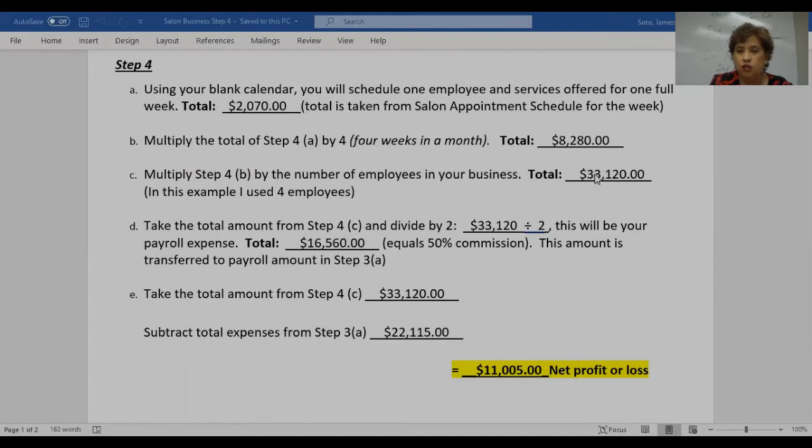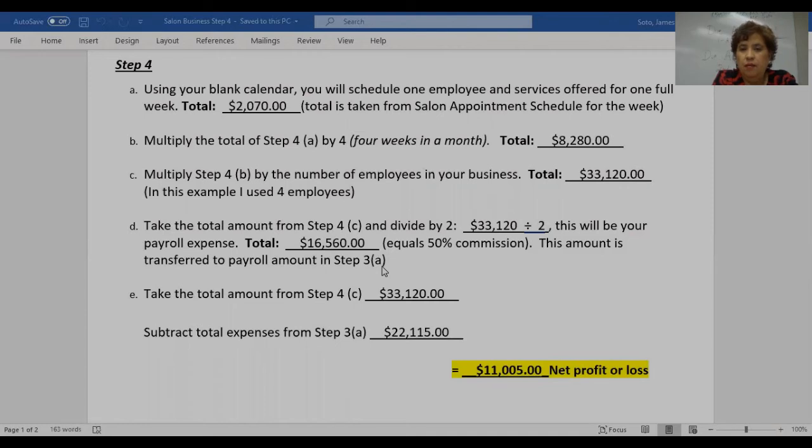All right, so now I'm going to take the total amount from step 4, which was your gross income. That means everything that you made without taking any expenses out. I'm going to divide the gross income by 2, because I'm going to pay back 50% commission to my employees. And so that's $16,560. This amount of $16,560 is what's going to be transferred back to the payroll amount in step 3, in your expenses.